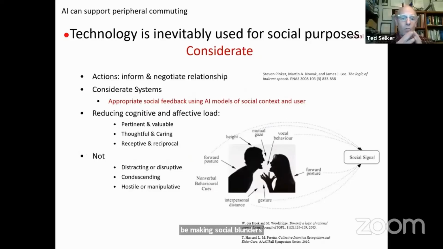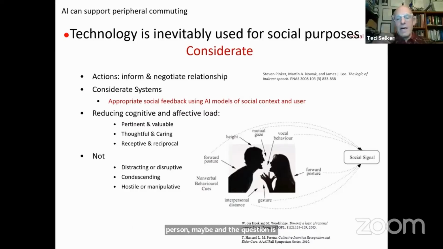So, what should we do when we have an opportunity for a computer to communicate with a person? We want to recognize that we have to inform and negotiate relationships. What does that mean when a computer's informing and negotiating? It's kind of like that thing I just told you. It's really deciding when it's inappropriate for it to communicate with the person, maybe. And the question is, what is appropriate social feedback?